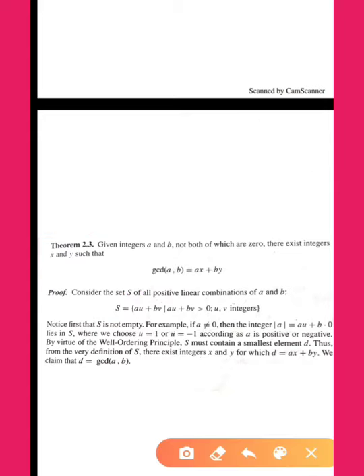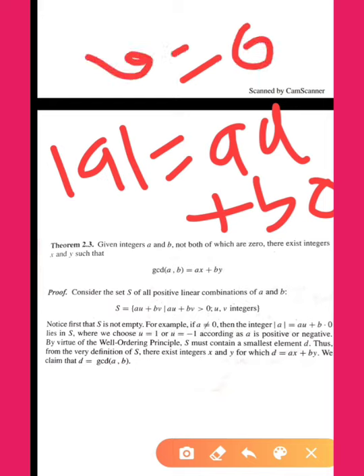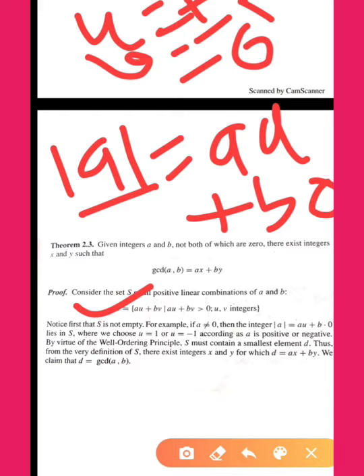Now you can see that for the integer mod a, if a is not equal to 0, we write this as a into u plus b into 0. So here v equals 0, and according as a is positive or negative, u equals plus or minus 1. So it is of the type au plus bv, and hence mod a is a member of S. Therefore, it belongs to S. Hence, S is non-empty.